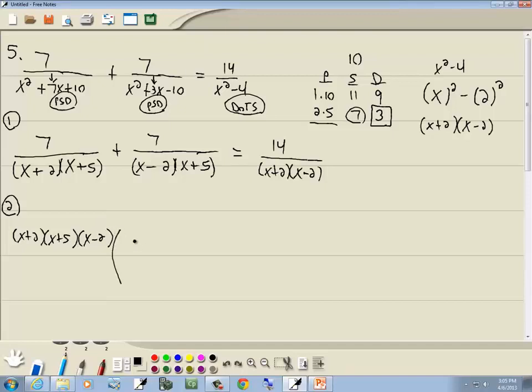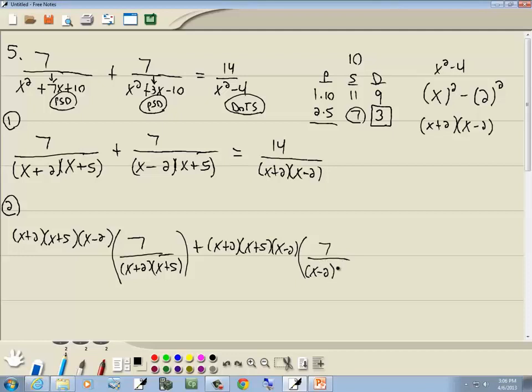So we'll multiply times our first fraction. And we'll multiply it times our second fraction. And then we'll multiply it times our fraction on the right side.